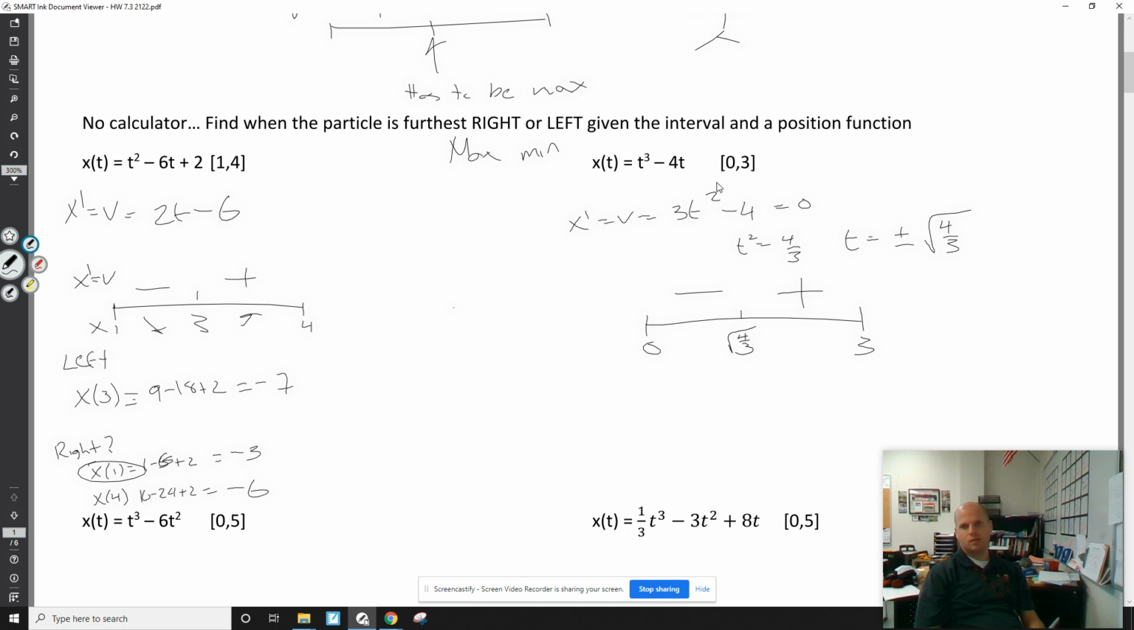If I plug in 3, 3 squared is 9 times 3 is 27 minus 4. You can plug in 2 there. All right. Same deal here. I'm moving left. I'm moving right. My position is decreasing, then increasing. So furthest left, obviously, is going to be x of root 4/3. I'm not going to find that. Whatever that equals, great. Furthest right, it's going to be either 0, 2, or 3.